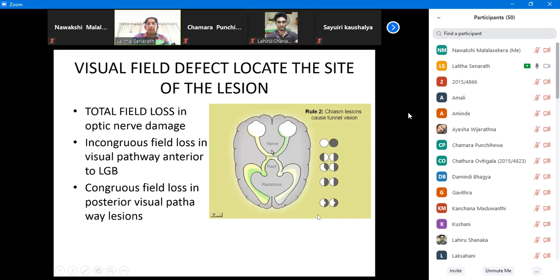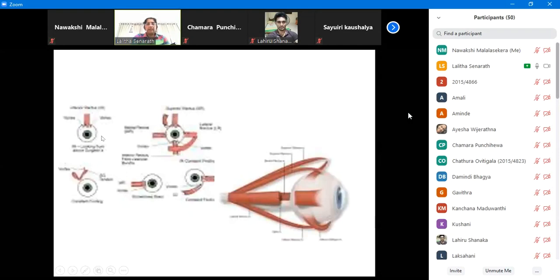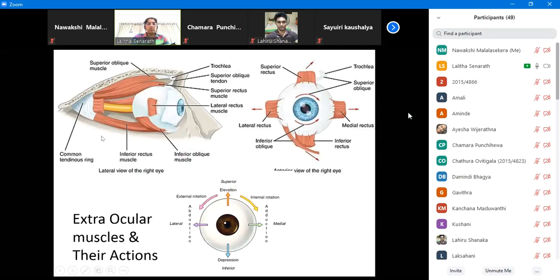Posterior cortical lesions may produce macular sparing, bitemporal, congruous homonymous hemianopia. These are the visual pathway, the detailed visual pathway. These are the extraocular muscle involvement.